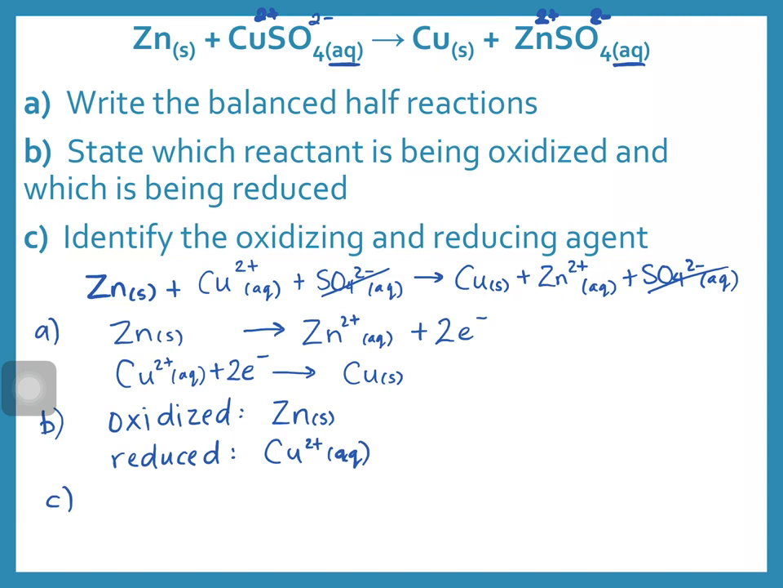This is flipped from what is getting oxidized and what is getting reduced. Zinc gets oxidized, it loses electrons. By losing electrons, it is allowing something else to get reduced. So zinc is the reducing agent, the same reactant, solid zinc. And then copper ions are the oxidizing agent, because by gaining electrons, they are being reduced, but they are allowing zinc to undergo oxidation by gaining those electrons.